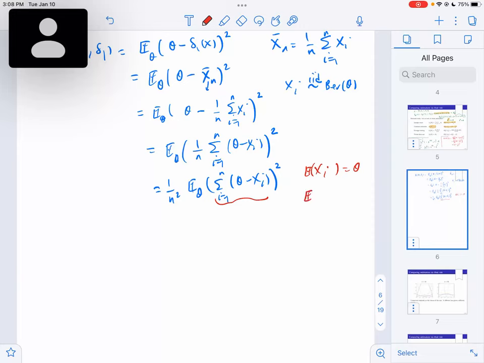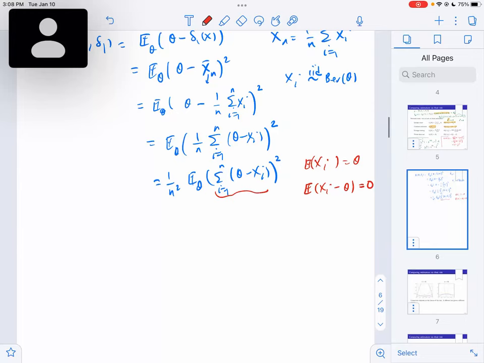Okay, so the expectation of Xi minus theta is zero. Why is that? There's a constant. You can move the constant inside the expectation. This is sort of a negative expectation. I can also say theta minus Xi is zero as well. Then you're saying that the summation also has zero expectation, right? Why is that?